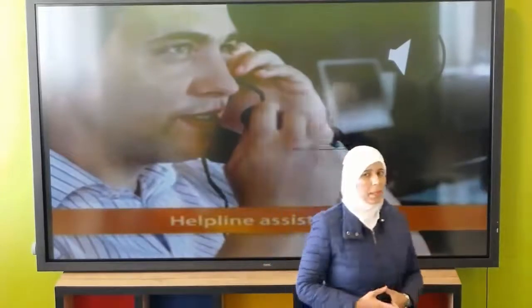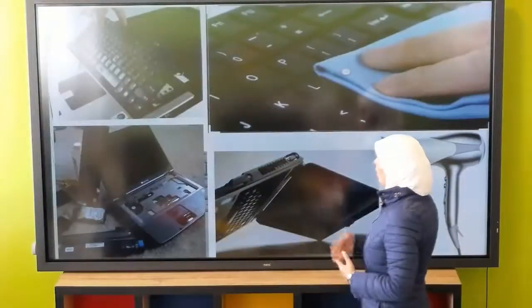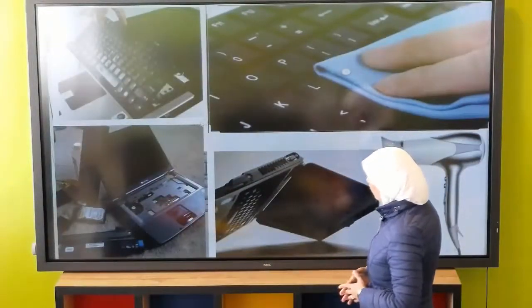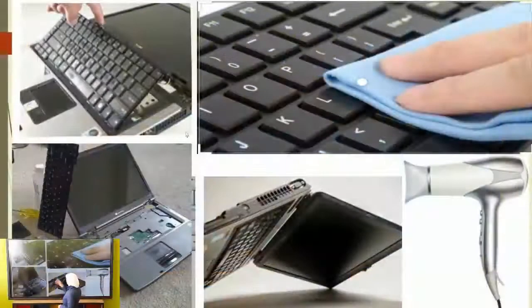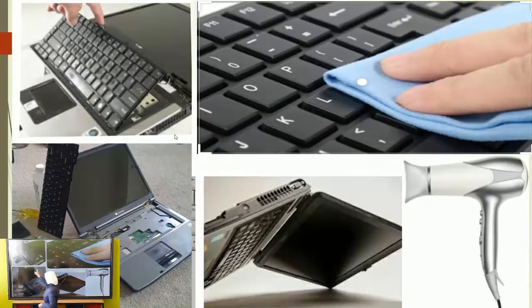So what do you think? Is this advice helpful? As we can see here, he gave him a solution. First of all, we need to turn the computer off, and then we need to unplug the keyboard. Try to unplug it from the laptop or computer we have. Then you turn it over to pour out all the liquid from it.